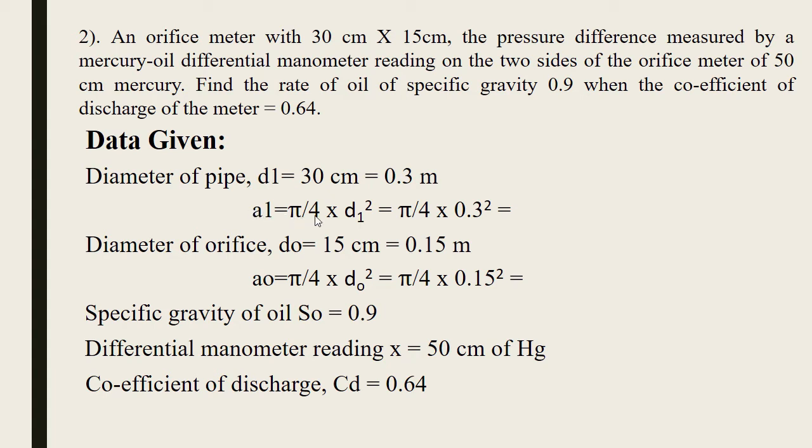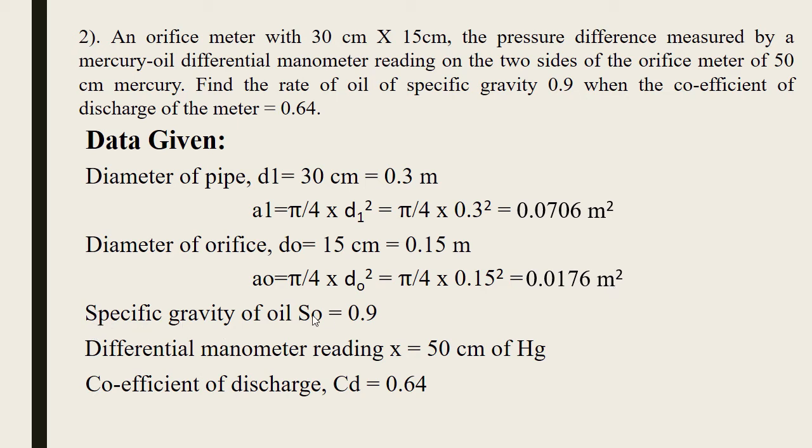So A1 is equal to pi by 4 into D1 square. D1 is 0.3, so A1 is going to be 0.0706 meter square. Similarly, for the orifice it is 15 centimeter. If I substitute in the cross-sectional area of the orifice, it is pi by 4 into D0 square, so pi by 4 into 0.15 square. It is 0.0176 meter square.